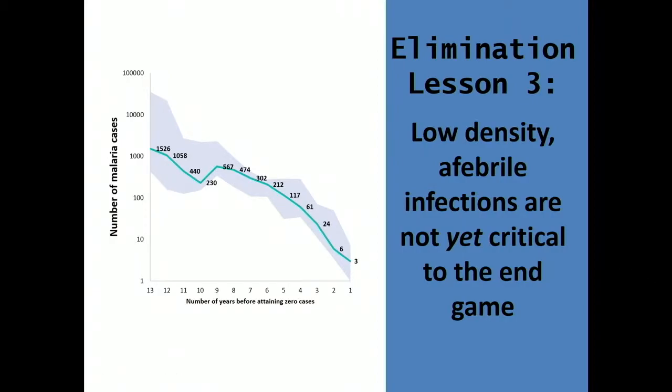And you can see that this is what we talk about when we say there's a long tail for elimination. 13 years before eliminating, countries were still only having around 1,500 cases a year. That's a very low number. So the population level immunity by the time they got to these last few years was really low.